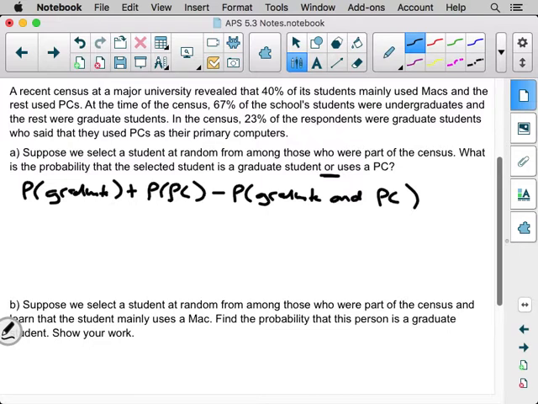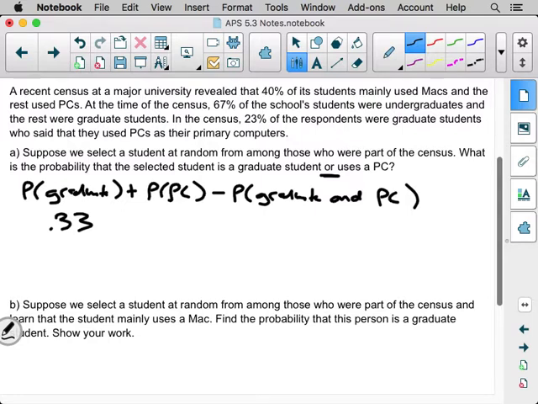So it tells us 67% are undergraduates. So what would that mean about graduate students? 33%, right? The ones who are not undergrads. Perfect.